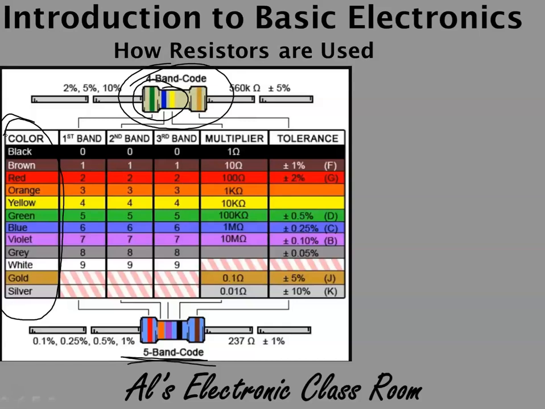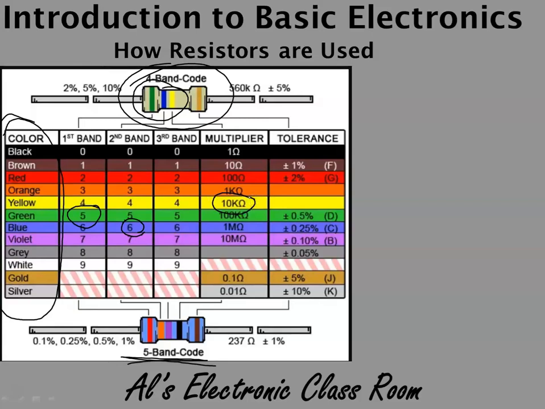Looking at this again, the first band of color is green, and what does that represent? That represents 5. The color to the right of that, in this example blue, represents 6. And on a 4-band resistor, the third band is the multiplier, as I show you here. That is yellow, and that represents 10K.